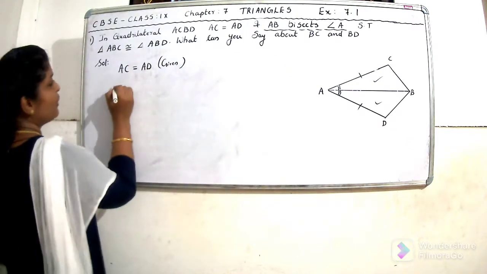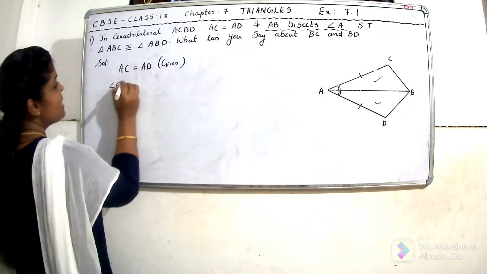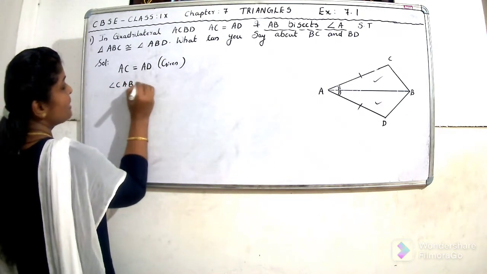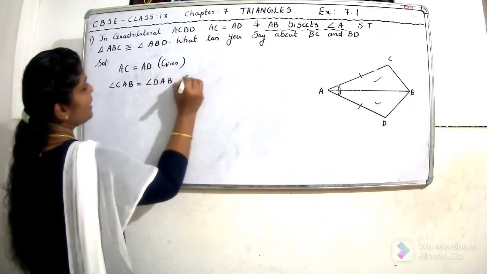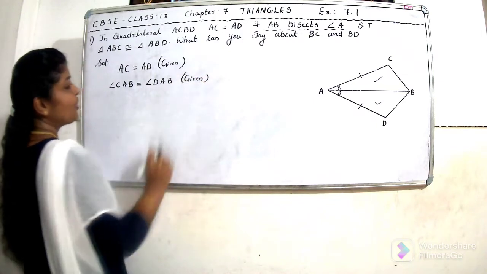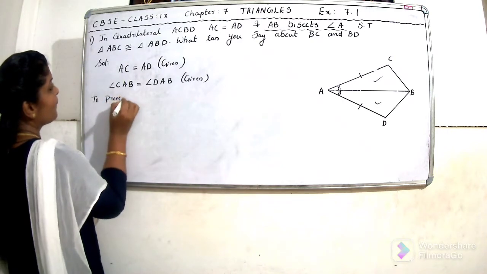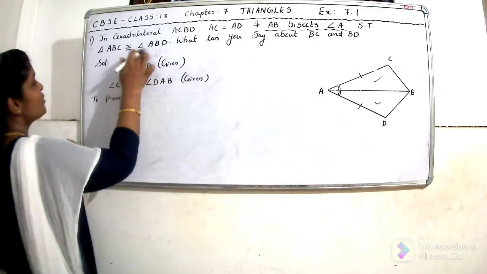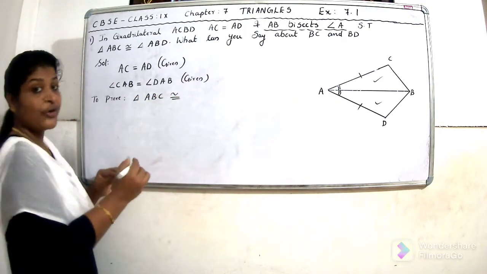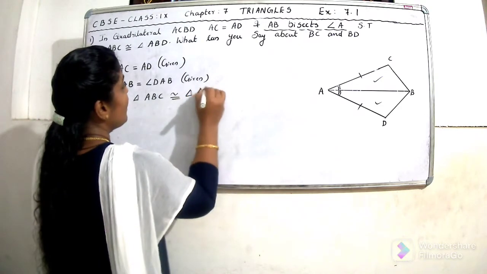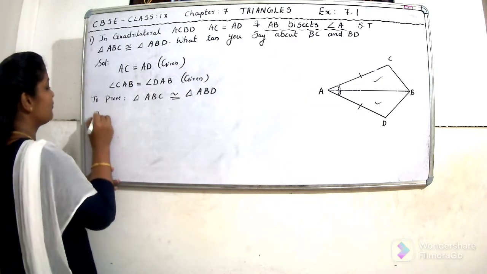So we have to write that angle CAB is equal to angle DAB, given. Now, what do we have to prove? We have to prove these two triangles are congruent: triangle ABC is congruent to triangle ABD. This we have to prove. Now we are starting the proof.